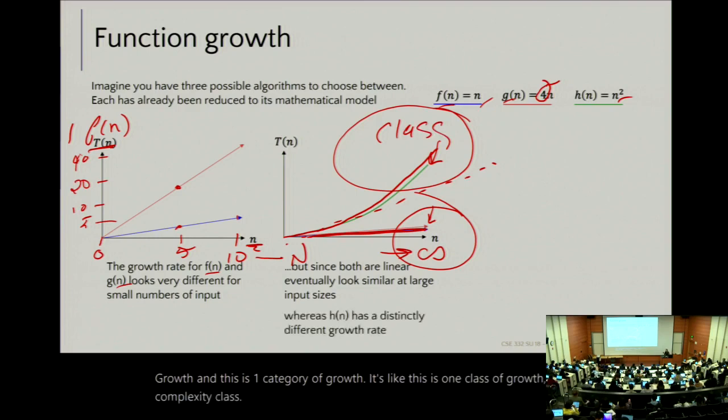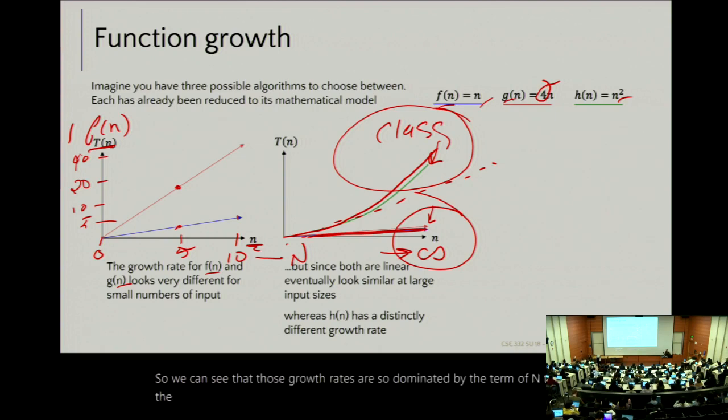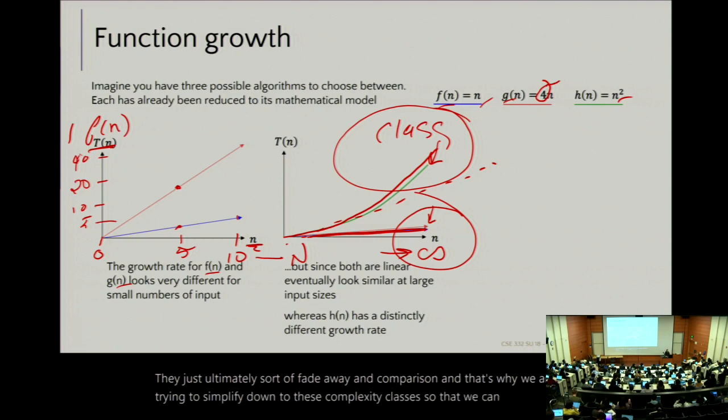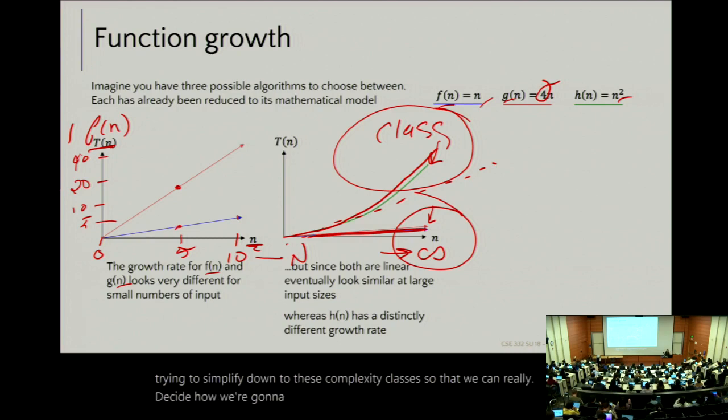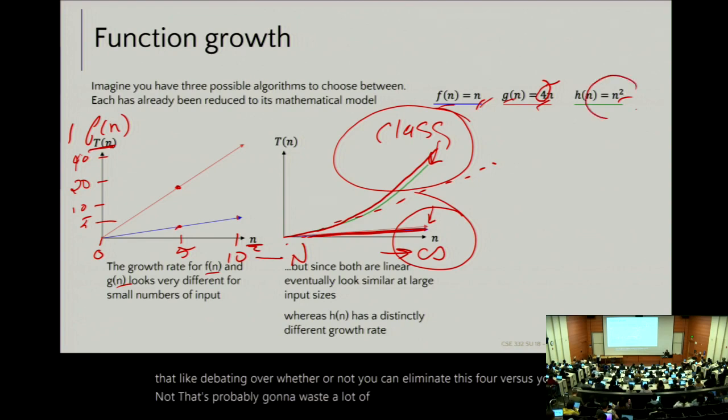So we can see that those growth rates are so dominated by the term of n that the little factors of, say, a coefficient or an extra little constant at the end, they just ultimately sort of fade away in comparison. And that's why we are trying to simplify down to these complexity classes, so that we can really decide how we're going to spend our time debating things. Because you'll find that debating over whether or not you can eliminate this 4 is probably going to waste a lot of your developers' time, as opposed to, oh, I want to know right away if my stuff runs in n squared time. It's probably worth my time to invest and figure out if I can get that down to linear. Those are where the big jumps, the big improvements are.